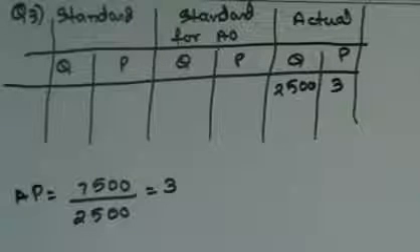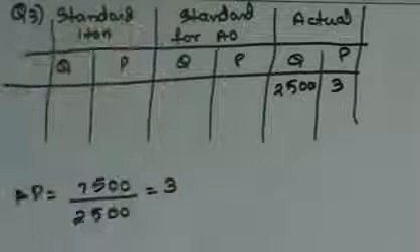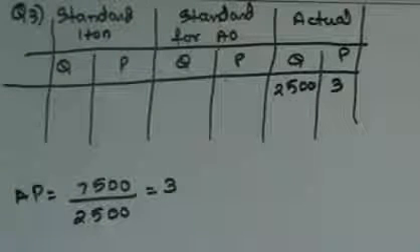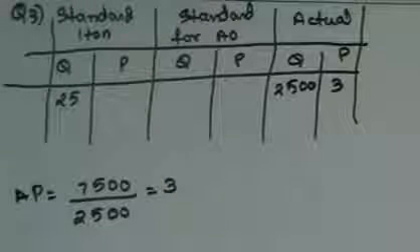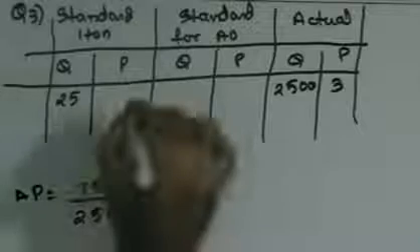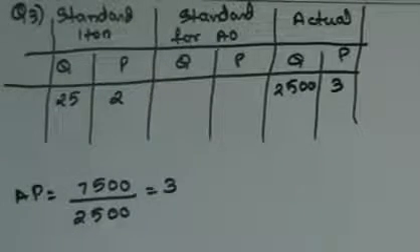Standard quantity of material required for 1 ton. My standard output is 1 ton. For 1 ton of output of finished product, I require 25 units. Standard rate is 2 rupees per unit. Actual output is 80 tons.